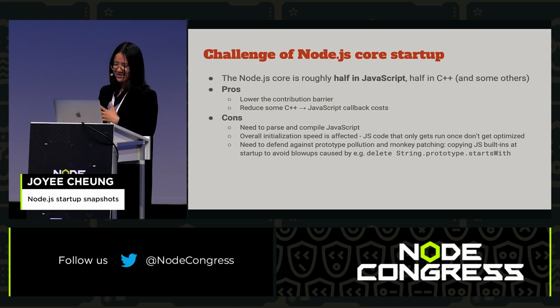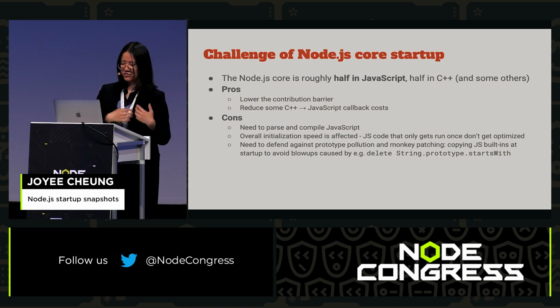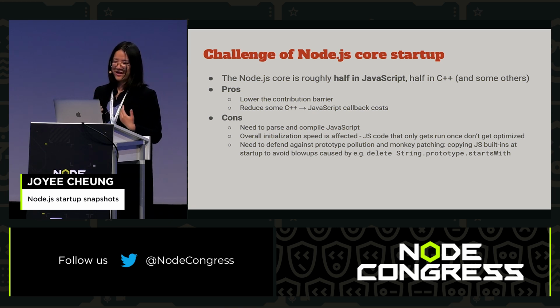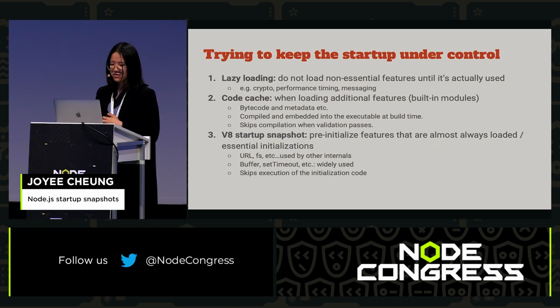So to mitigate this, Node needs to create copies of these JavaScript built-ins at startup for the internals to use. They don't actually use the prototype methods that we expose to users. And all this can slow down the startup as Node grows. So to keep the cost of the startup initializations under control, Node Core uses multiple strategies.